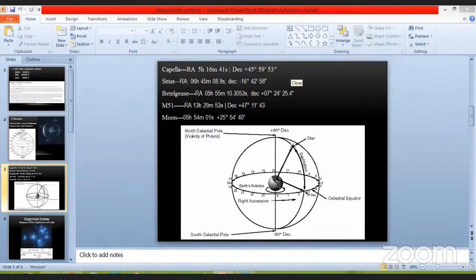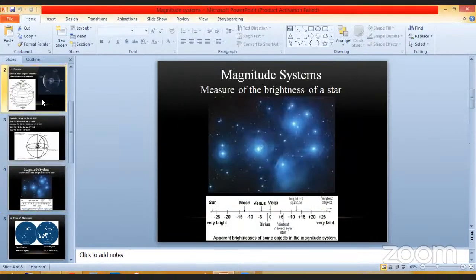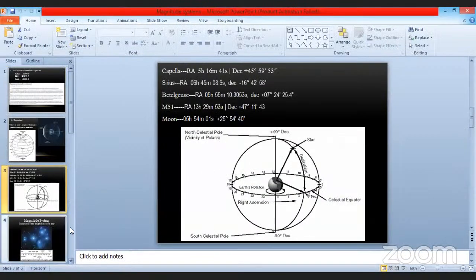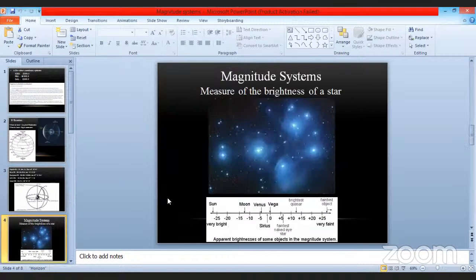Is there a problem in changing of the slide? Oh, that is nothing. No, you're still on the same Capella slide. Oh, yeah, the third slide. Oh, sorry. Okay, I'll just reshare. The Capella slide. Can you see my screen share now? Yeah, now you're on the magnitude system, measure of brightness of star.